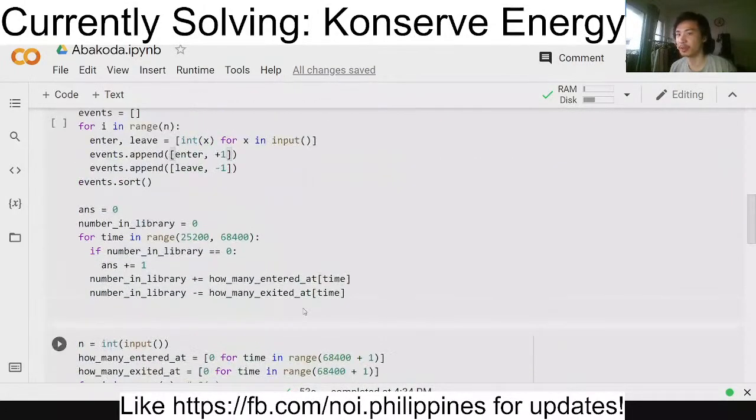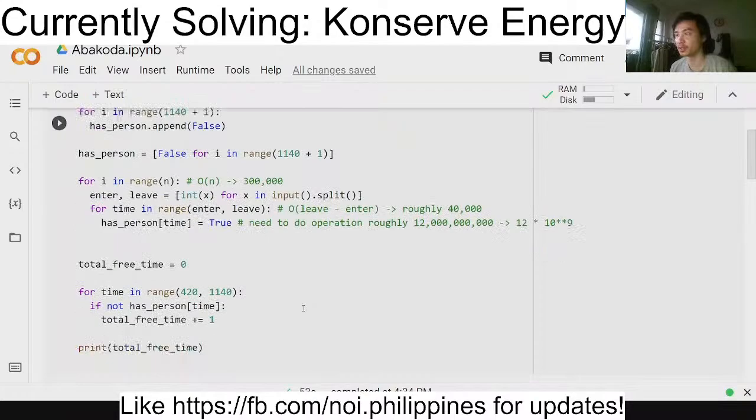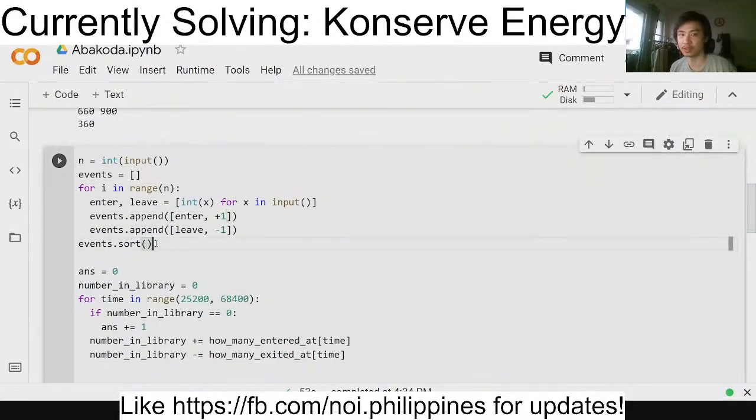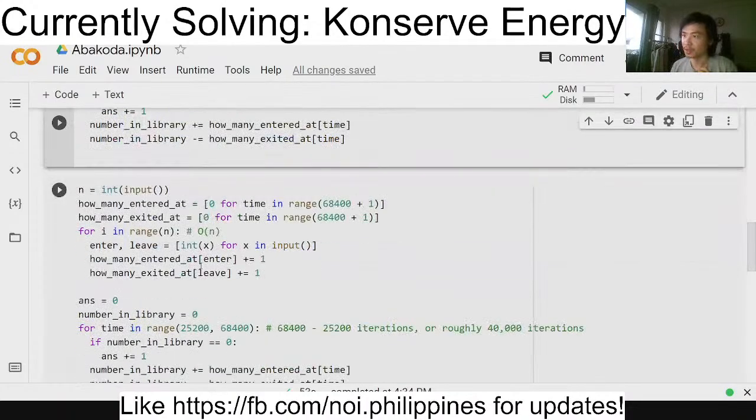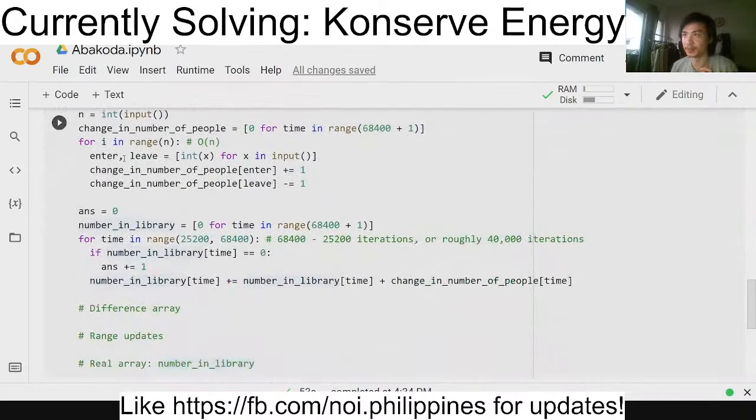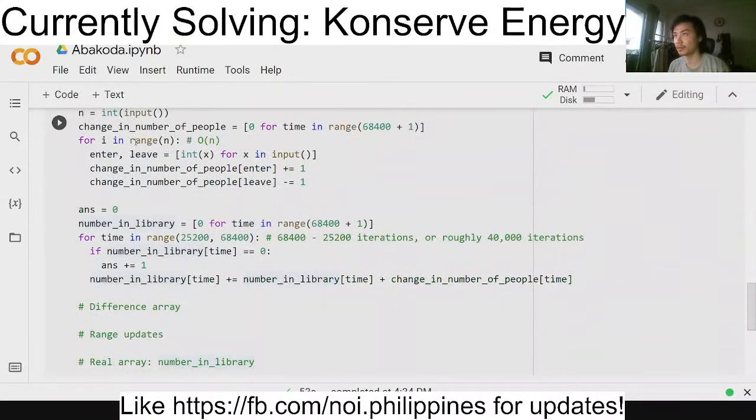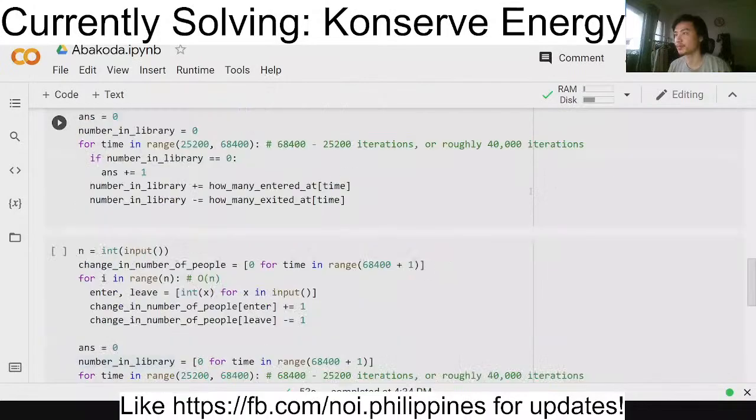Okay, there's one more thing I want to say about this problem, which is that this idea is actually useful and will solve an even harder version of this problem. Right? So let's go back to it.